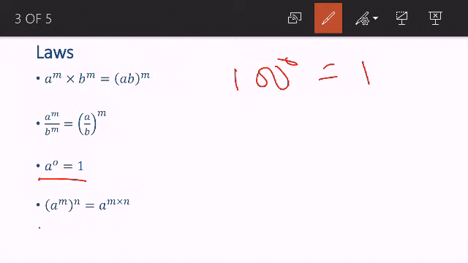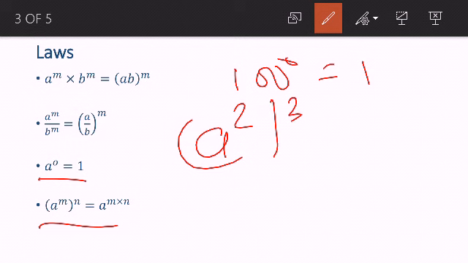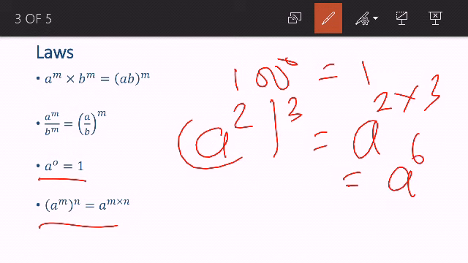Then the next rule here is called the product of power rule. That means a raised to power m all raised to power n is equal to a raised to power m times n. So if I have a raised to power 2 all raised to power 3, it is the same thing as saying a raised to the power 2 times 3, which is equal to a raised to the power 6.